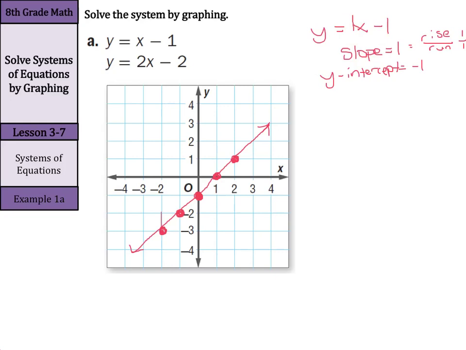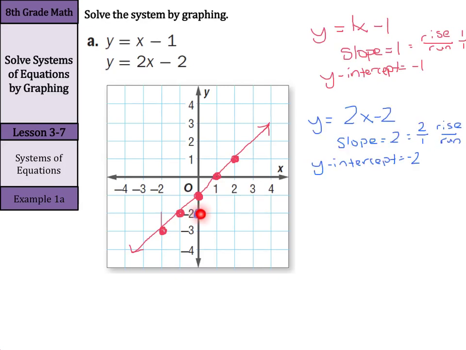Now as we look at our next equation, we have y equals 2x minus 2. Well, our slope here is 2, while our y-intercept is negative 2. So we have a y-intercept at negative 2. And our slope, once again, 2 is the same thing as 2 over 1. So we can rise 2 while we run 1. How does that look? Start at your y-intercept and rise 2 and run to the right a positive 1. Puts us right there.